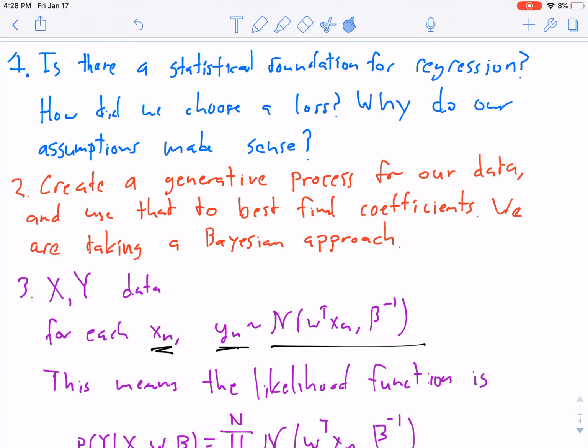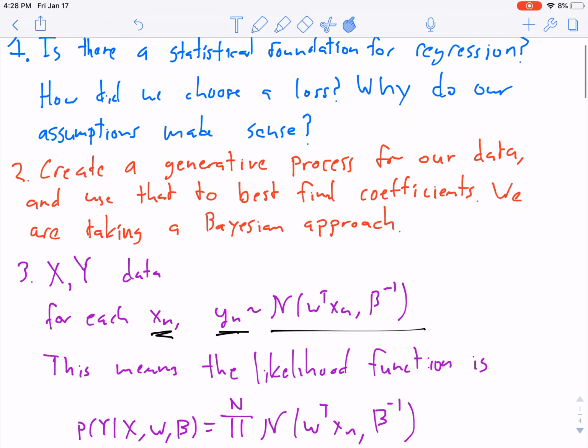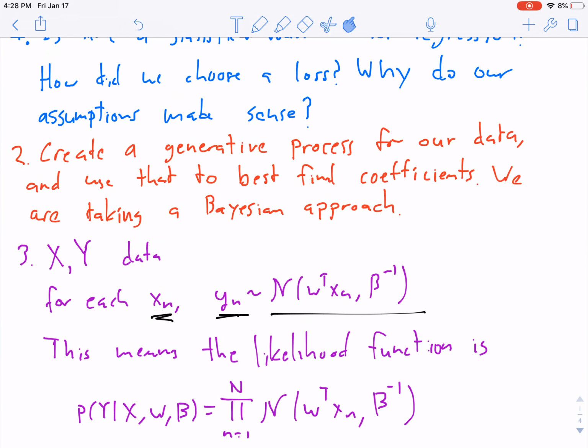Now the first technique we're going to do is called maximum likelihood estimation. We have some likelihood function: we get our x, our y, our beta, but we choose some w. Based on that w that we choose, which factors into the generative process, we assume that's how y was generated. So it changes how likely we think we are to see that data.